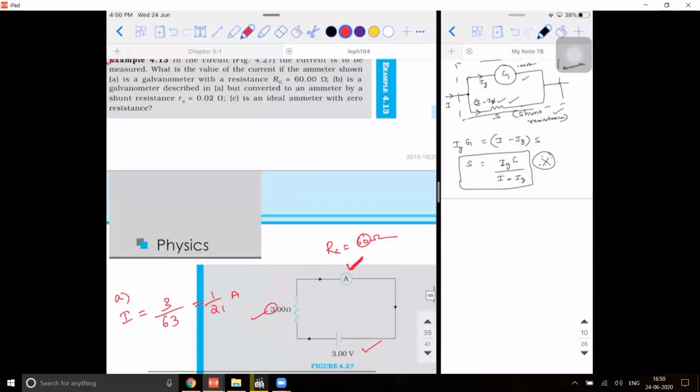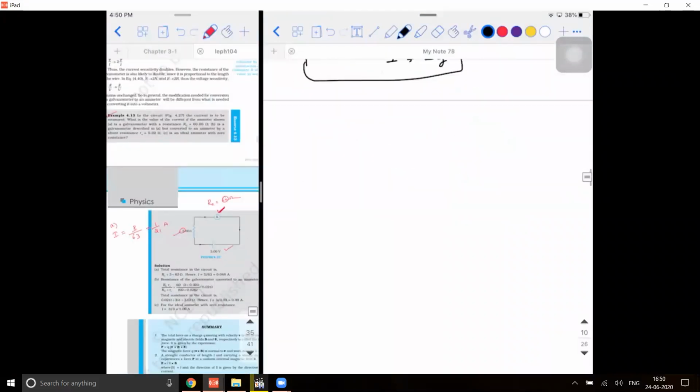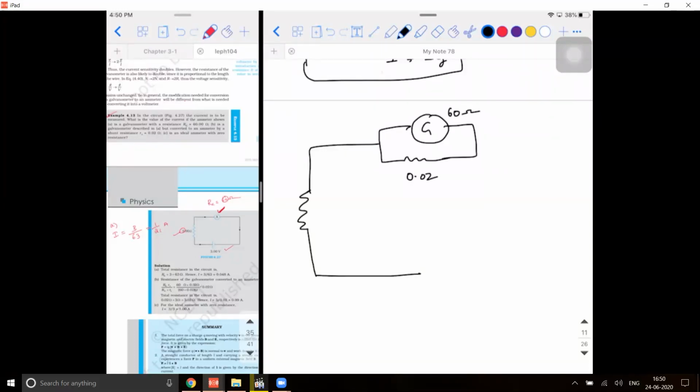if suppose this galvanometer is converted into an ammeter by connecting a shunt resistance of 0.02 ohm, then what would be the value of the current? Try to understand. You have a galvanometer, and a shunt resistance of 0.02 ohm is connected, and this is 60 ohm. This is 3 ohm, and this is 3 volt. If this is the case, what would have been the value of the current flowing through this device?